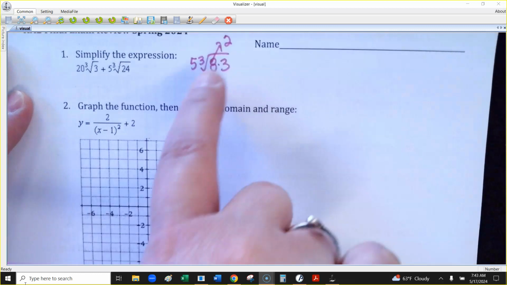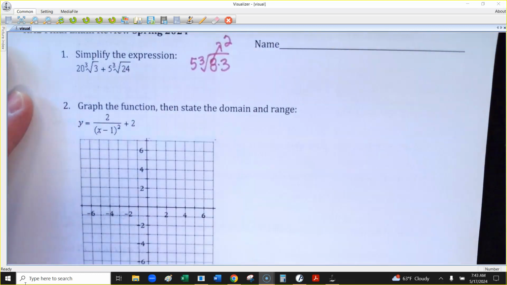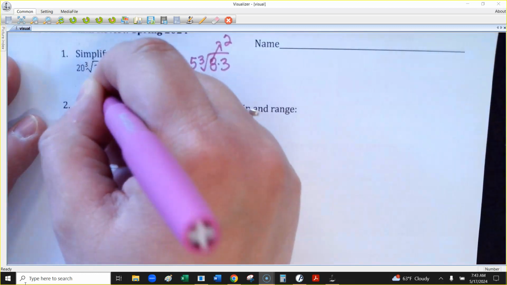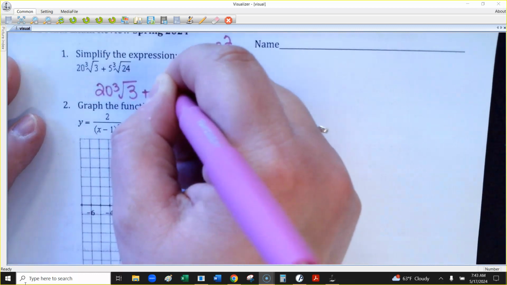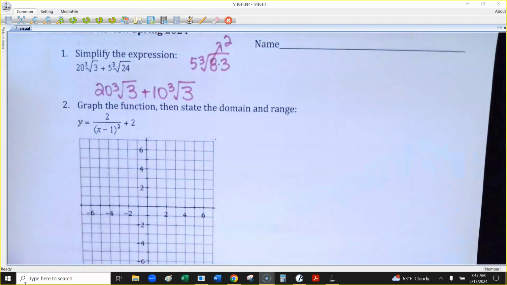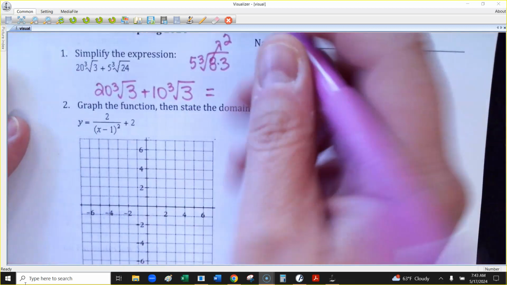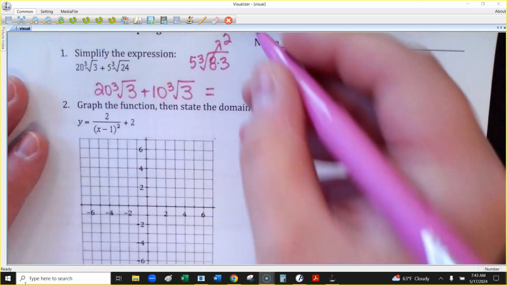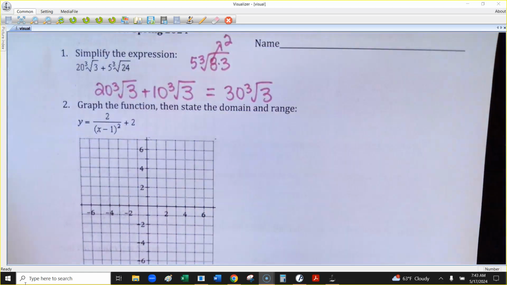How do I handle that with the 5 that's already in front there? What do you do with the 2 and the 5? You multiply them. So really, this is 20 cube roots of 3 plus 10 cube roots of 3. Now can we add them together? Don't change what's under the radical. It's like 20x plus 10x. You just keep the radical 3. This would be 30 cube roots of 3. That would be my answer there.